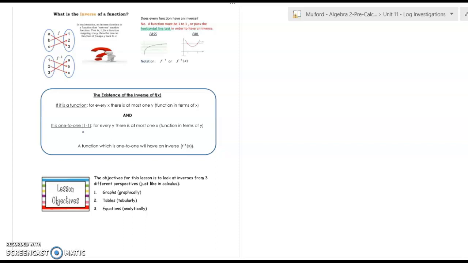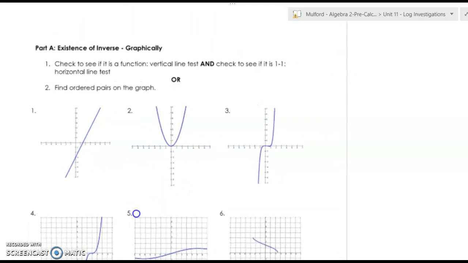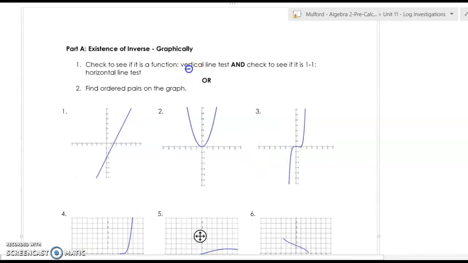So our goals today in this first video are going to be to look at inverses graphically, with tables, so tabularly, and with equations analytically, and determine if they have an inverse. So first we're going to start off with graphs. But what we're going to do first is apply the vertical line test. What the vertical line test is going to do is help us determine if we have a function. Then we're going to check if it's one-to-one by using the horizontal line test. Effectively, one-to-one is almost like the exact opposite of a function. You're looking for any outputs that repeat with an input.